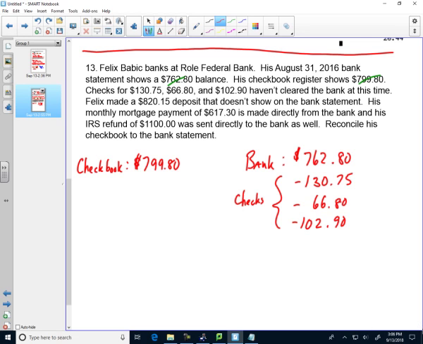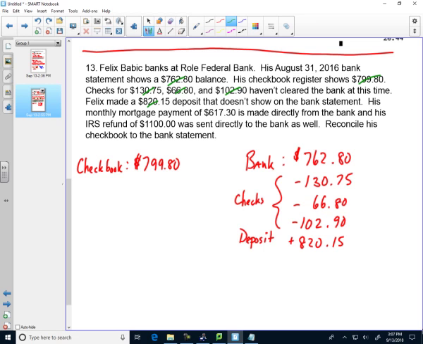Okay, so we dealt with that, and that. Felix made a $120.15 deposit that doesn't show up yet on the bank statement. Well, it tells us about that, doesn't it? So we get to write this over here too, don't we? Under the bank, 820. It's like he mailed this in. Now, deposit is a plus or a minus? Yeah, we want more of those.